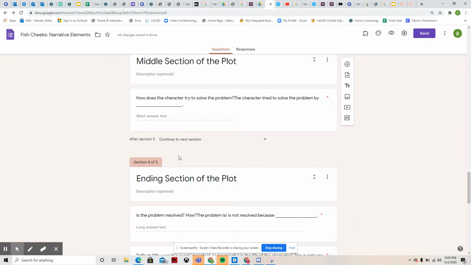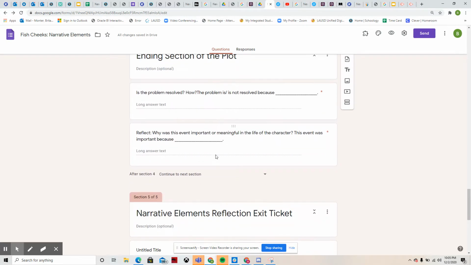Then you're going to explore the middle section of the plot. How does the character try to solve the problem? The character tries to solve the problem by blank. Now, the ending section of the plot describes how the problem is solved. So did the author learn anything from the story? Let me know. So you would put in the sentence frame, well, the problem is not resolved because of what? And then you reflect: why was this event important or meaningful in the life of Amy Tan, the character? This event was important because of blank.